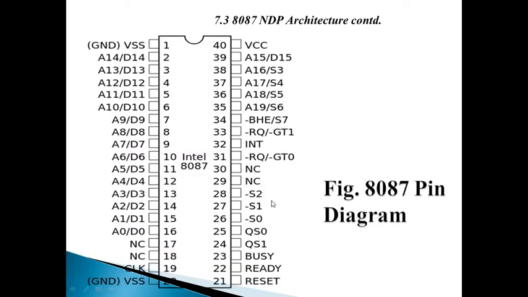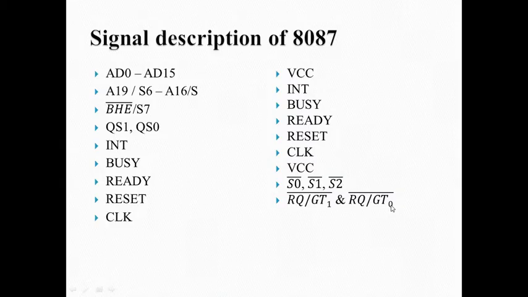Now let us see the pin diagram of 8087. Even though the syllabus does not mention the pin diagram of 8087, it is required in order to cover the interfacing of 8087 with the 8086. This is a 40 pin diagram, dual in-line package, and a ceramic chip. So let us see the pin configuration.